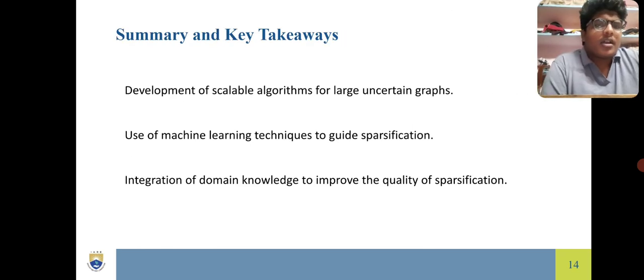Summary. Uncertain graph sparsification involves development of scalable algorithms for large uncertain graphs, use of machine learning techniques to guide sparsification, and integration of domain knowledge to improve the quality of sparsification.